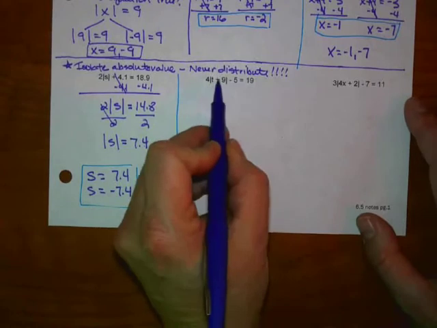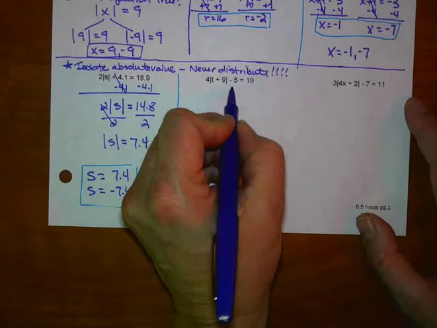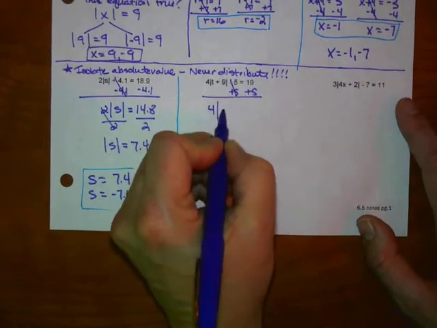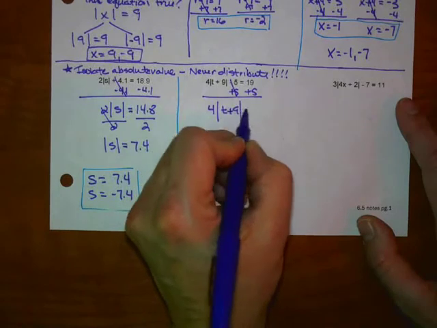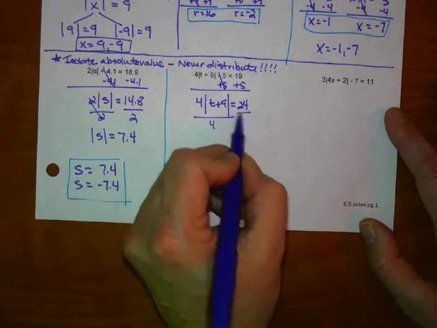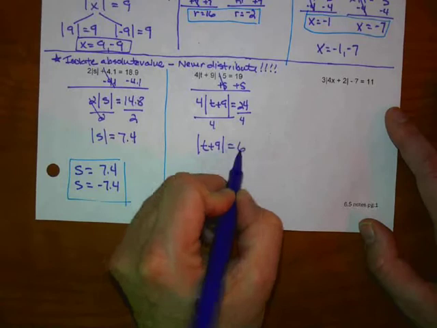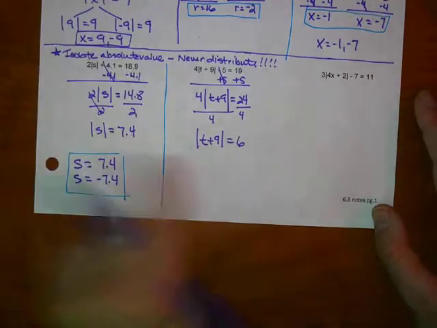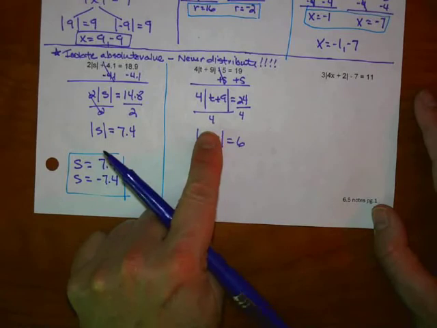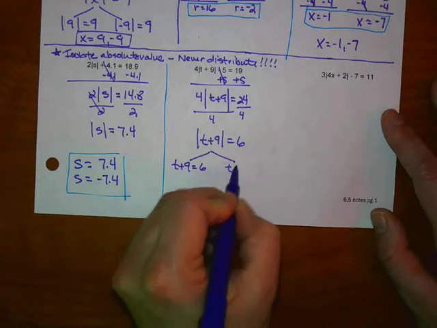All right, here I got to isolate this absolute value. So first I got to get rid of that minus 5 by adding 5. I still have 4 times the absolute value of t plus 9 equals 24. I got to divide by 4. The absolute value of t plus 9 equals 6. Now I've isolated it. Now I can say, well, whatever is inside here has to equal either positive 6 or negative 6.